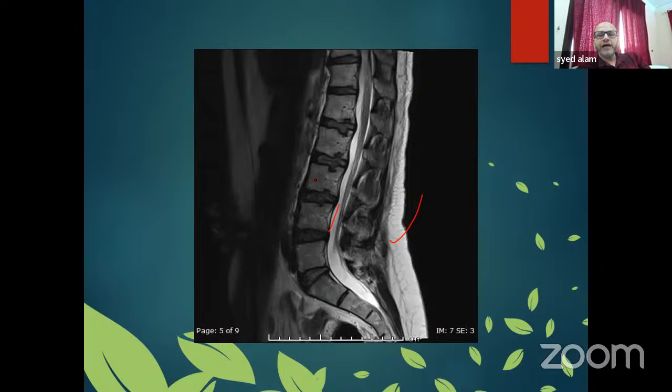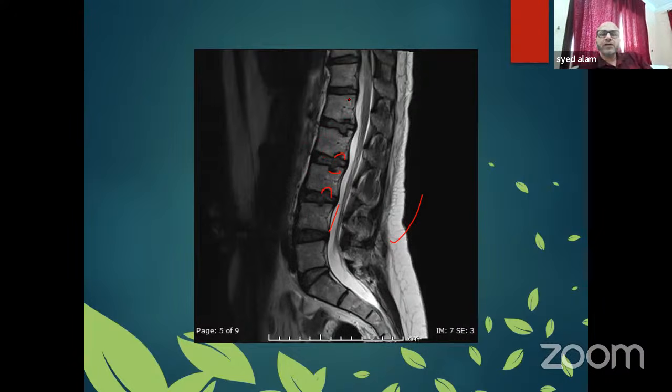So L5, L4, and here you can see there is an endplate defect. These are smaller nodes, small Schmorl's nodes. So there are multiple Schmorl's nodes here. There is another entity when more than 4 consecutive vertebral bodies have Schmorl's nodes, we call it Scheuermann's disease. That causes dorsal kyphosis. Okay, so this we'll discuss later on.